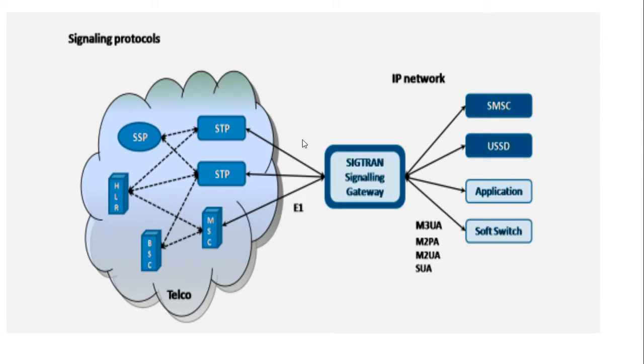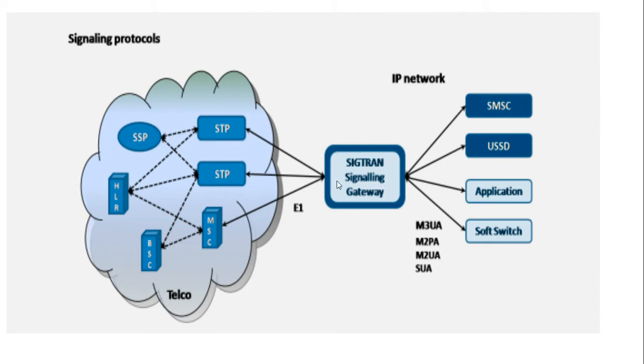So let's first understand how and why SIGTRAN was introduced. Before SIGTRAN, it was a PSTN network. The SS7 network was like this, where the elements are connected over TDM lines, and signaling and media used to flow over TDM lines. But with the evolution of IP networks, it was required that SS7 signaling be handled in the IP network as well. So this is where SIGTRAN was introduced.